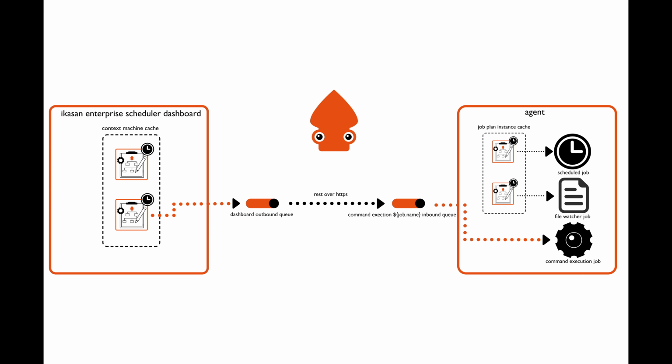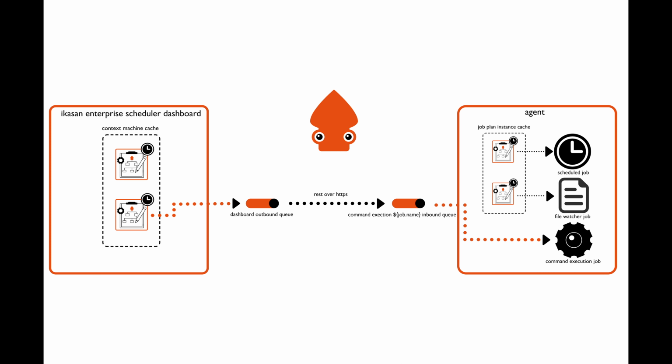The job initiation event contains all information necessary for the job to execute, while any job plan instance data required, such as job parameters, can be read from the job plan instance held in the job plan instance cache on the agent. The Ikasan Enterprise Scheduler dashboard is notified when the job starts. When the job completes, a contextualized scheduled process event is created in order to notify the dashboard of the outcome of the job. All of this is done in a reliable manner.